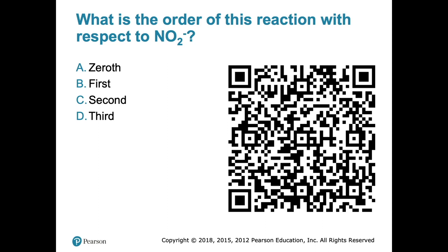All right. This is going to be your last question for today, because you need to go over to the other classroom. What is the order of this reaction with respect to nitrite? This stuff is so fun. Once you really get it, it's so fun.